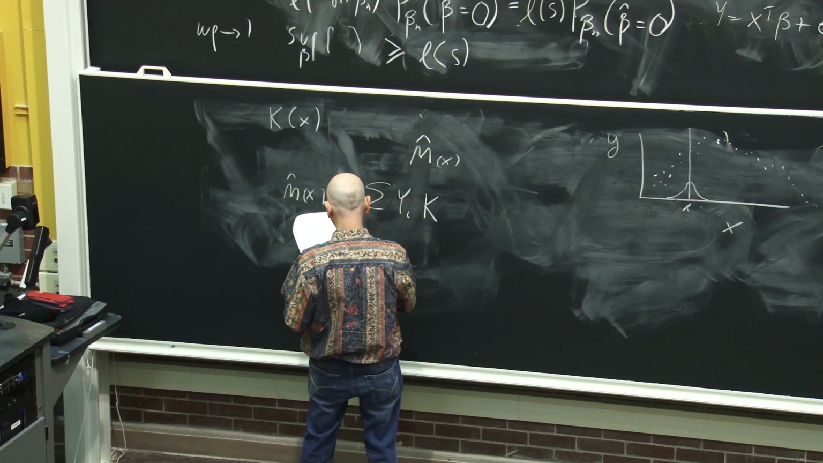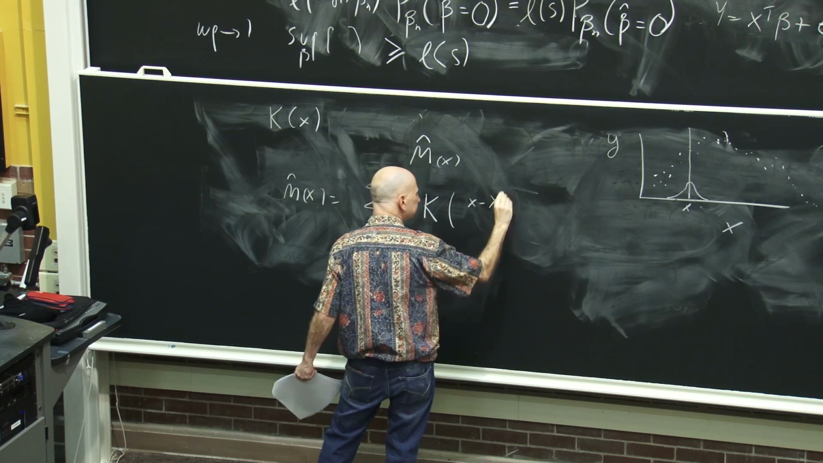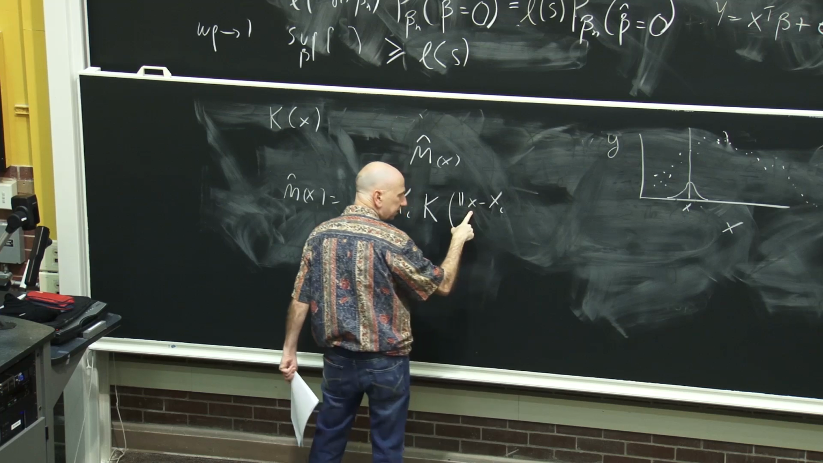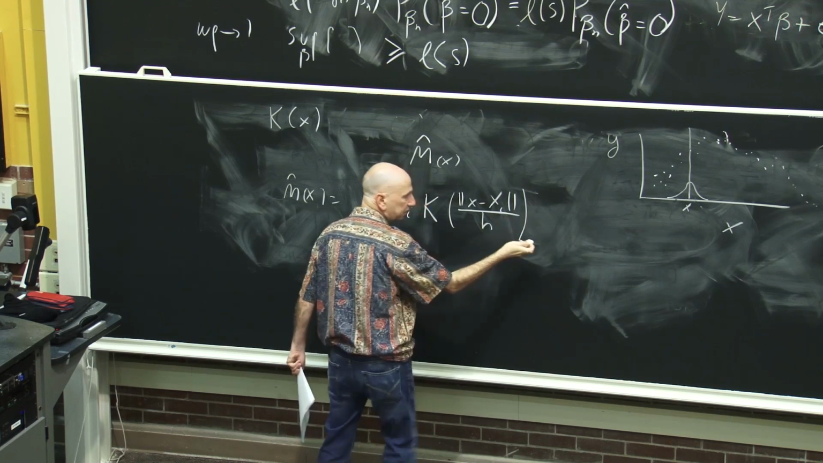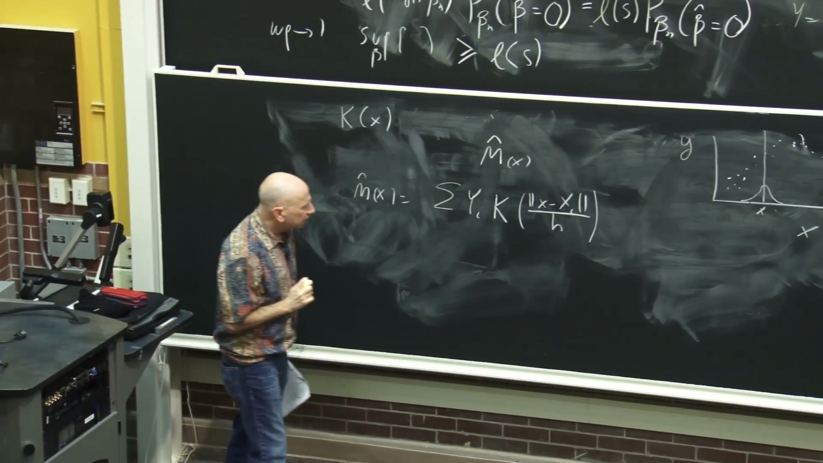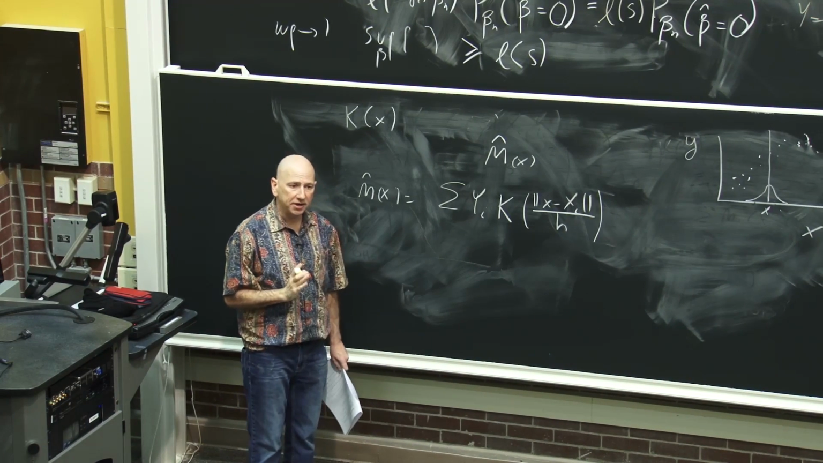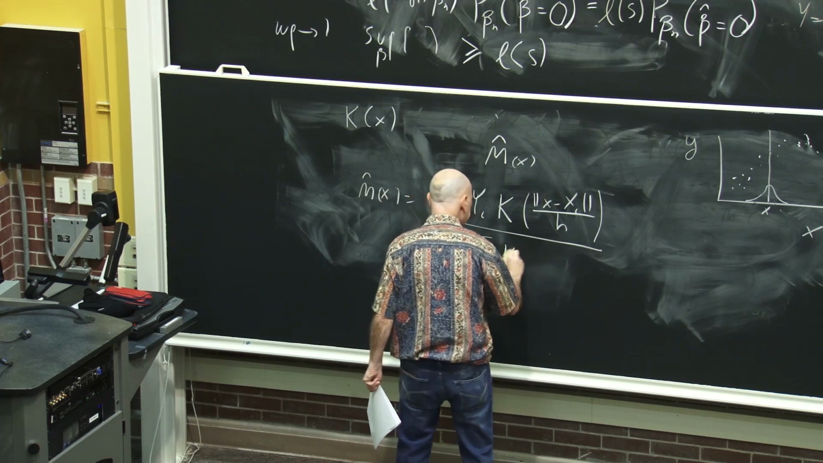Let me use the same notation. I'm at a particular x, but I'm averaging over all the data. There's going to be a bandwidth. Remember, the bandwidth is the width of this. Think of the standard deviation of the normal. However, that's not quite enough. We have to divide through, and this is where it differs from kernel density estimation.